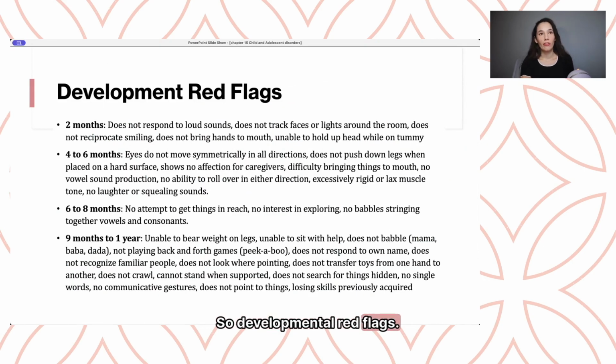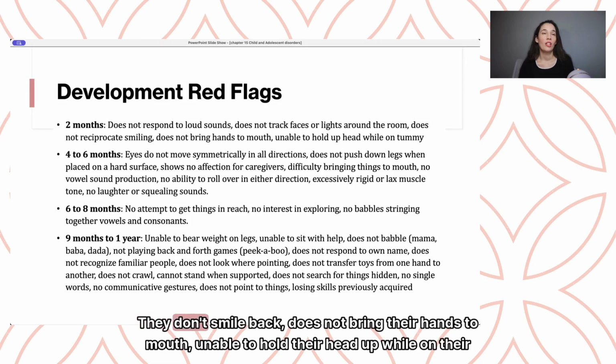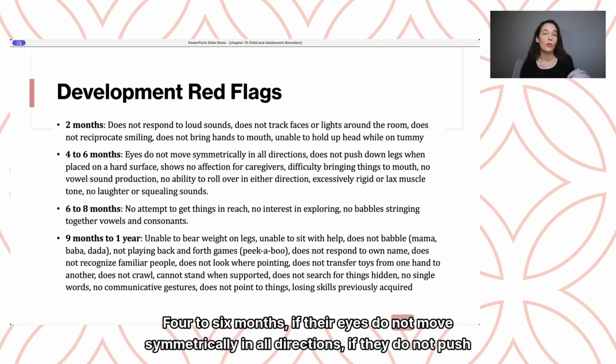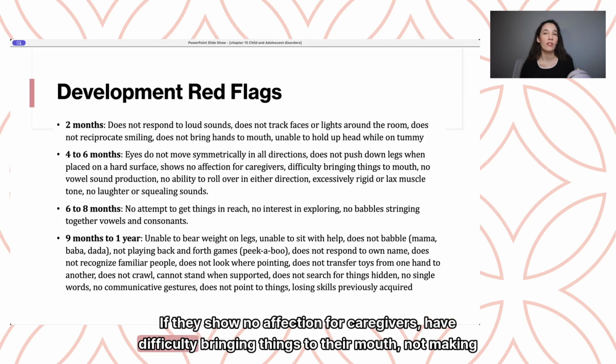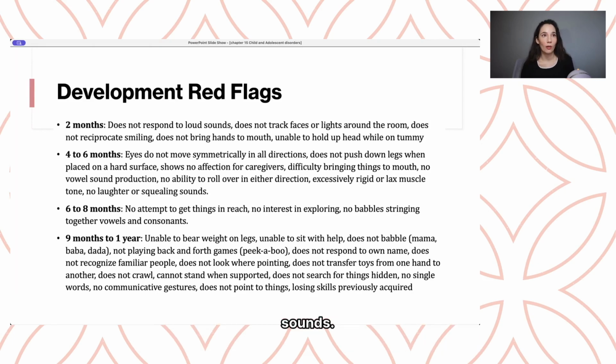So developmental red flags. At 2 months old, if they do not respond to loud sounds, they do not track faces or lights around the room, they don't smile back, do not bring their hands to mouth, or are unable to hold their head up while on their tummy, this is not good. At 4 to 6 months, if their eyes do not move symmetrically in all directions, if they do not push their legs down when placed on a hard surface, if they show no affection for caregivers, have difficulty bringing things to their mouth, are not making noises, have no ability to roll over in either direction, have very rigid or lax muscle tone, or have no laughing or squealing sounds.